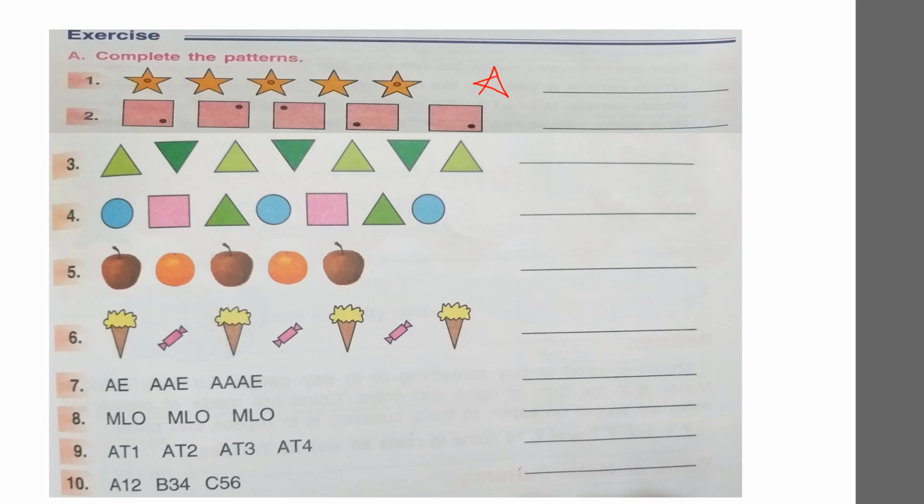So this is a star. Do we need to put a dot here, children? No, we should not put one, because we need to draw a plain star. So let's draw the next star with a dot in between. Again draw a plain star. Again draw a star with a dot in between. So we have completed the pattern.